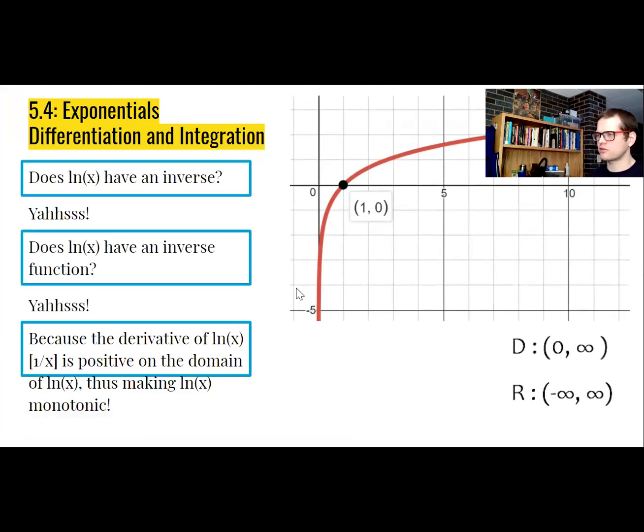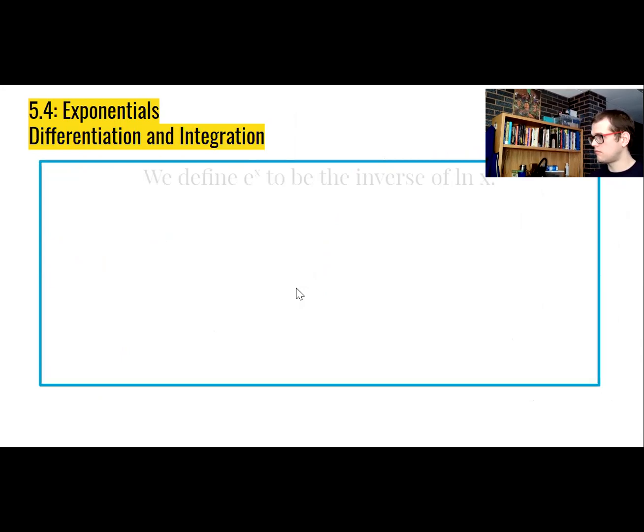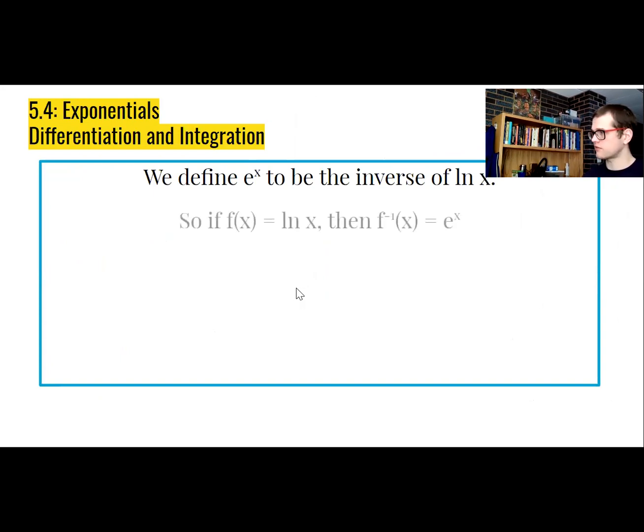But because the derivative of natural log of x is positive on the domain of natural log, thus making natural log monotonic, and because it's monotonic, its inverse is a function on this interval. So we're defining e to the x to be the inverse of natural log of x. Again, in pre-calc, we defined it differently. Pretty much every other class except calculus defines them in these particular ways. Why do we do it? Because of the ease of differentiating and integrating.